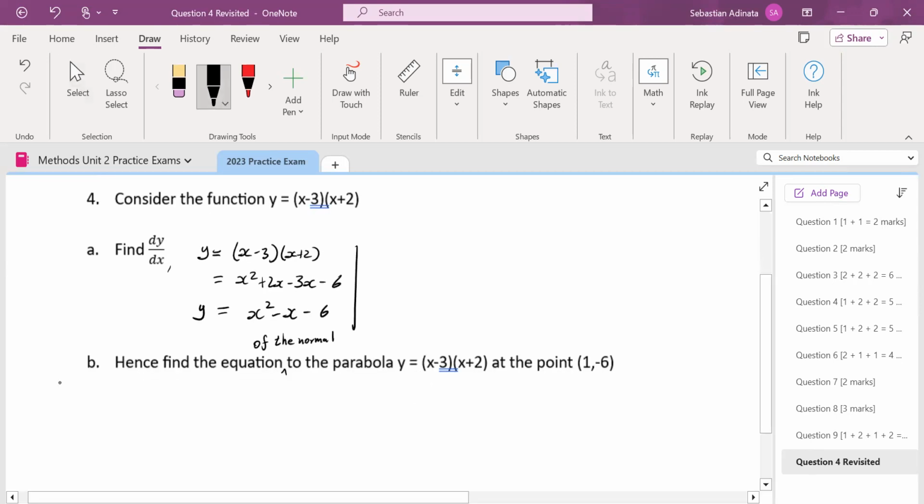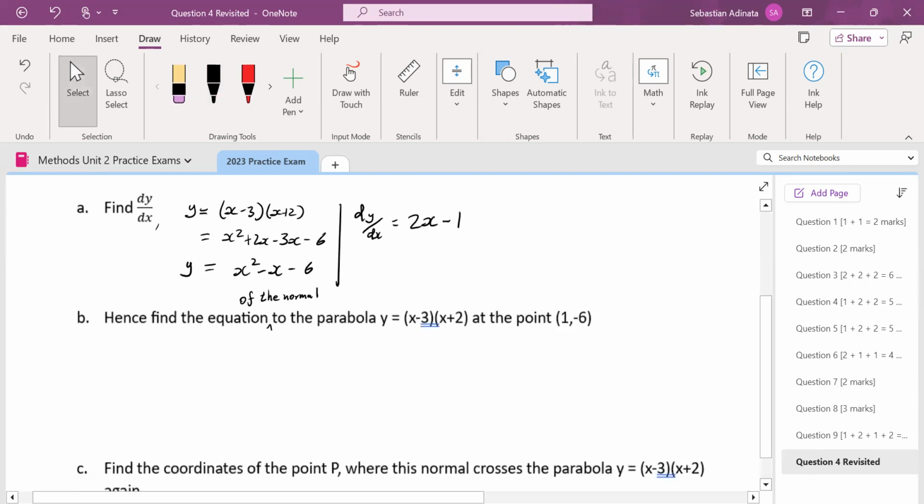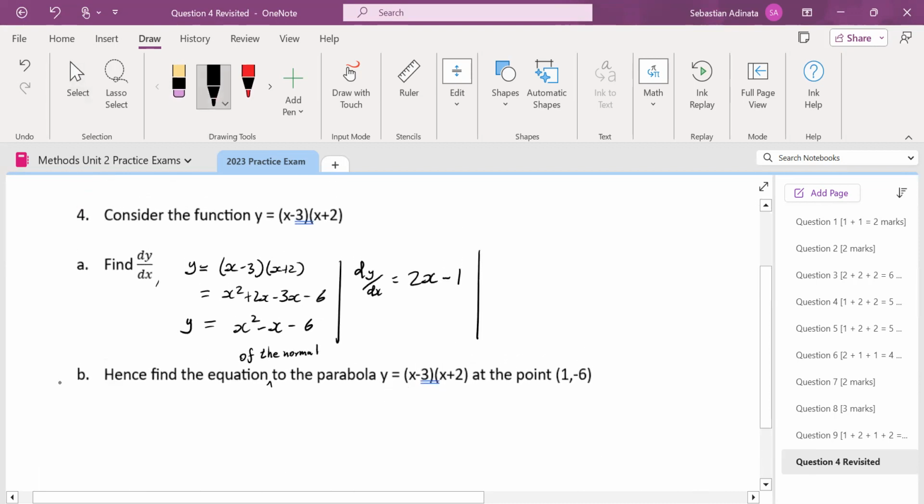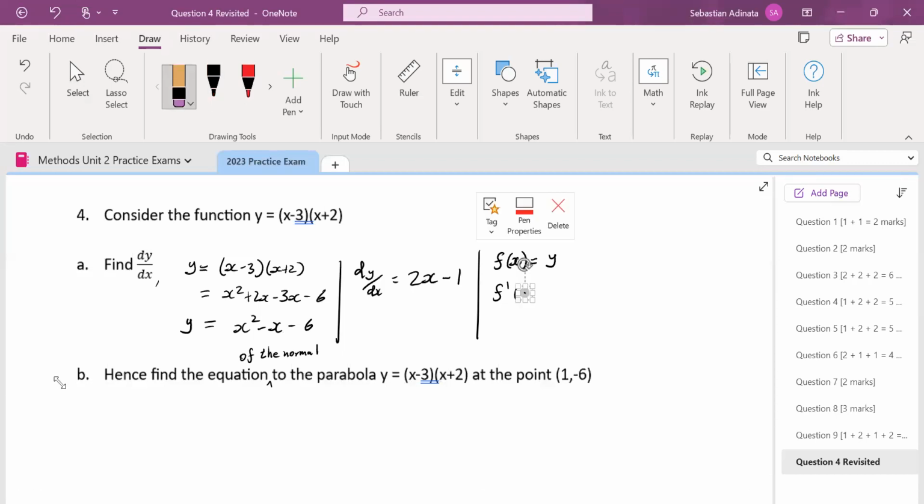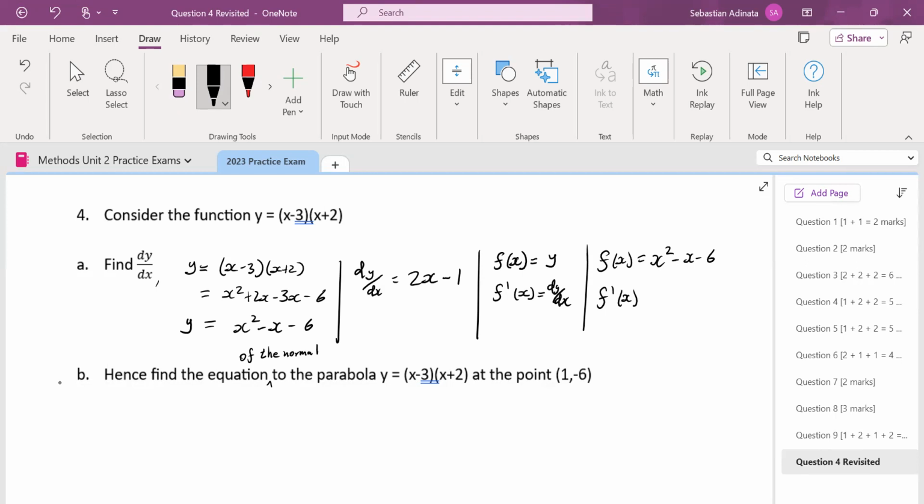So if y is equal to this, then dy dx is equal to 2x minus 1. Alrighty. For simplicity, we're going to call f of x y and f dash of x dy dx. This is so we can plug in an x value easier. So instead of saying what is y at x equal 1, we can just say f of 1. So just to clarify, f of x is equal to x squared minus x minus 6. F dash of x is equal to dy dx, which is 2x minus 1.